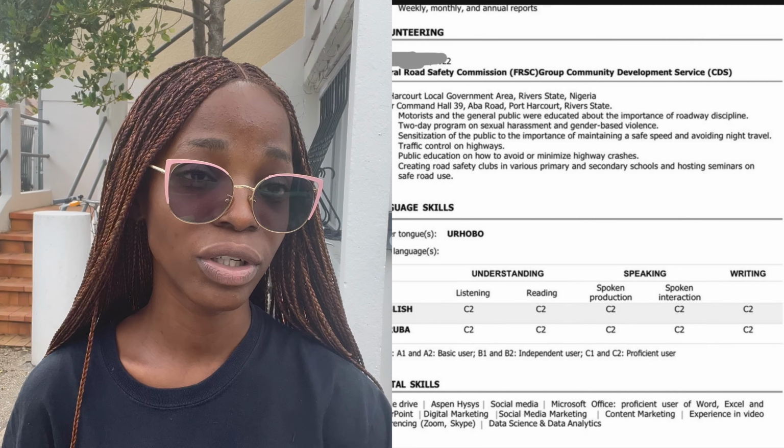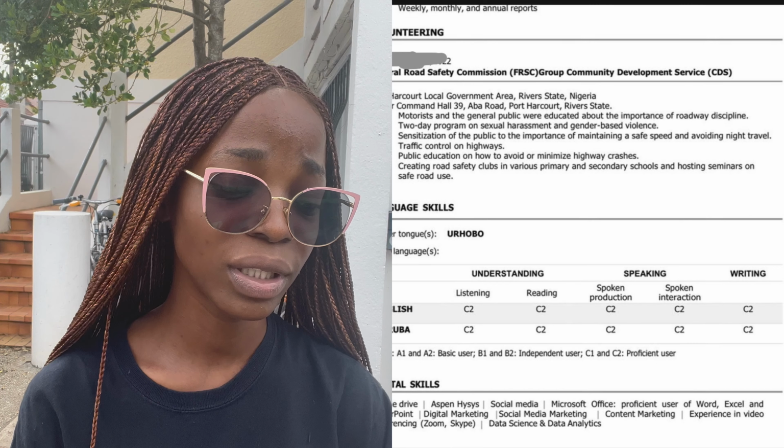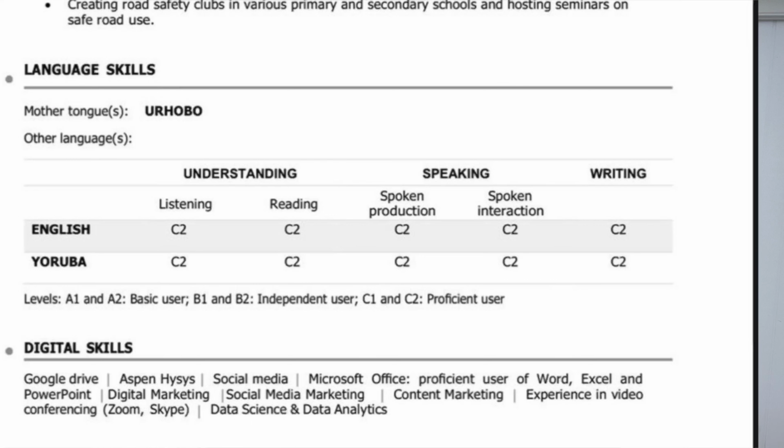The next thing is your voluntary experience. For that, if you're someone that loves to volunteer, you prefer to educate children, you love to give out, you could include that. For me, I talked about my CDS group, Federal Road Safety Commission, Community Development Service, and what we did, the cost of our activities, the responsibilities, what we aimed at, and what we achieved at the end of the day.